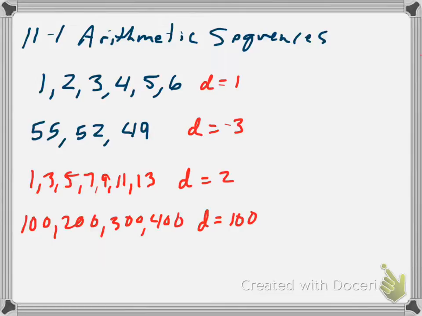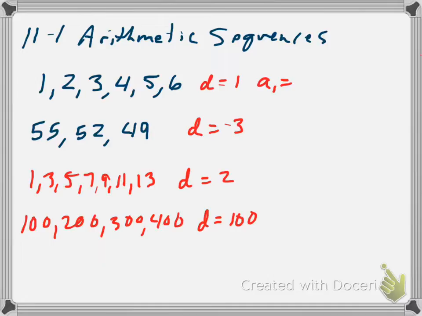D, the common difference. The next variable is a sub 1. And that 1 could change. It could mean anything. It could be a sub 2. It could be a sub 5. And it's referring to that specific term. A sub 1 means the first term. A sub 2 means the second term. A sub 10 would mean the 10th term.